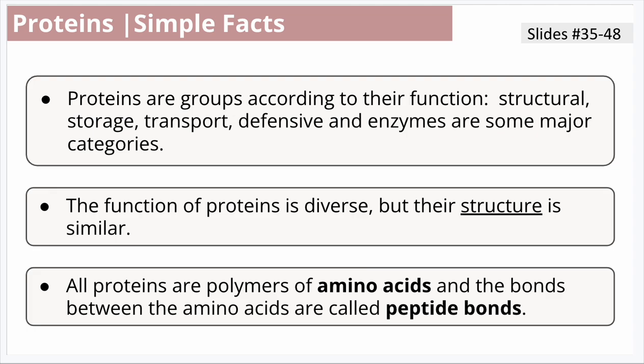And proteins are all polymers of their monomer, which is an amino acid. And we're going to look at these monomers. The bonds between the amino acids are called peptide bonds. When we were in lab yesterday and you did the biuret solution, what that indicator was looking for was the presence of a peptide bond.